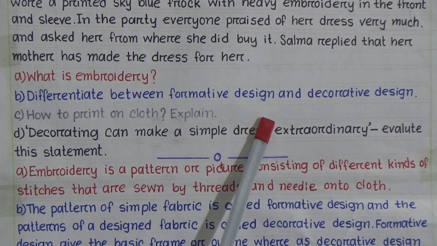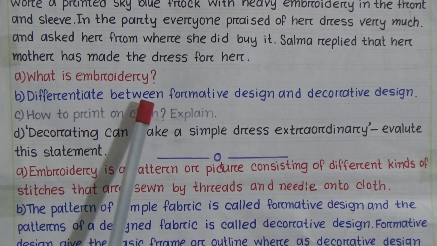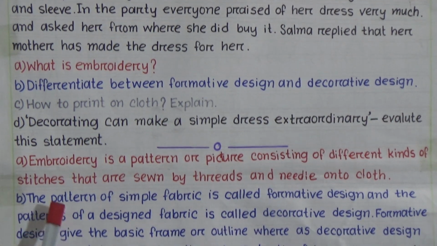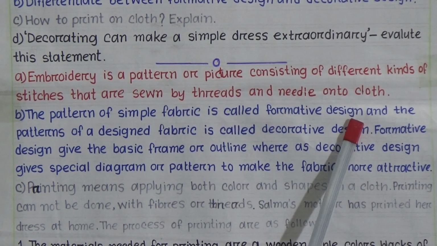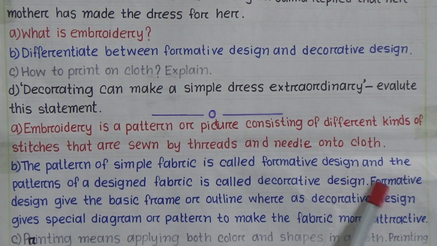Now come to question number B. Differentiate between formative design and decorative design. You can write the answer like this. The pattern of simple fabric is called formative design and the pattern of a design fabric is called decorative design. Formative design gives the basic frame or outline, whereas decorative design gives a special diagram or pattern to make the fabric more attractive. So this is for the formative design and decorative design.